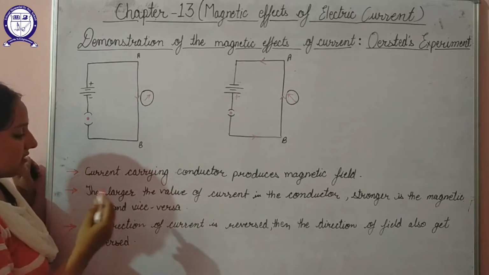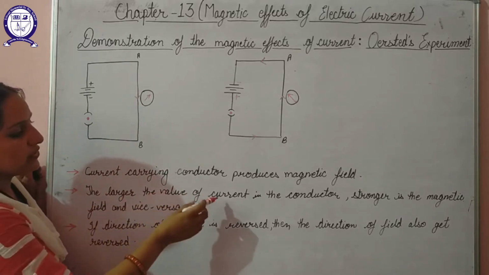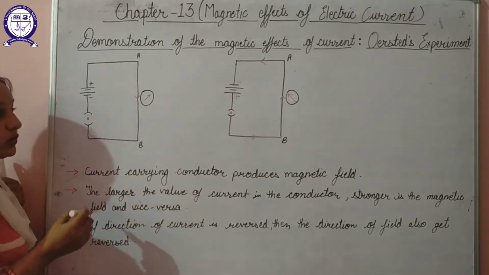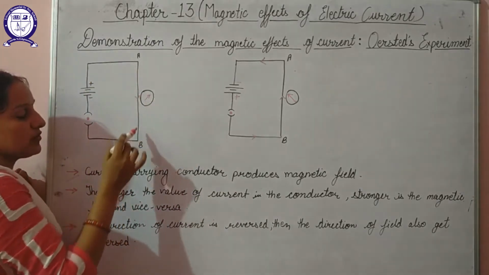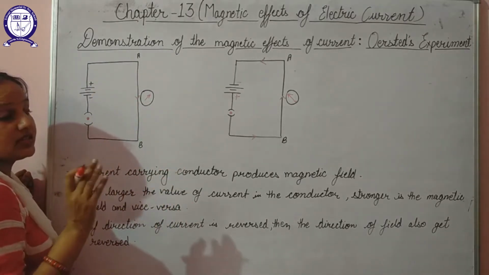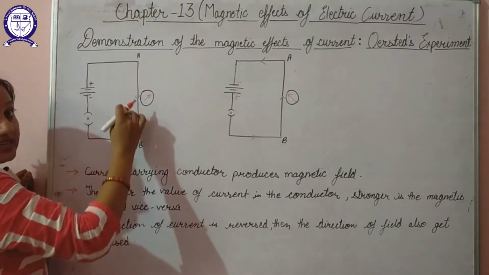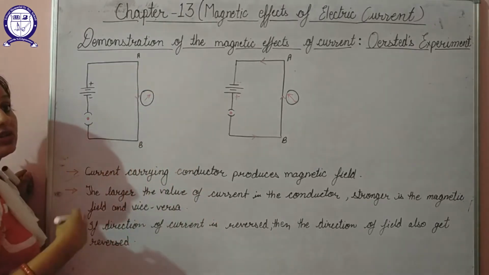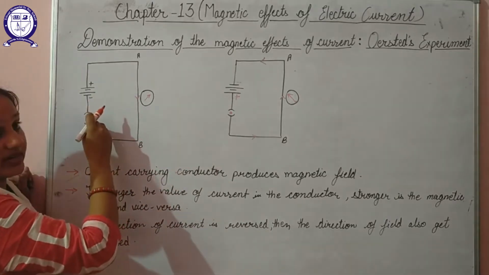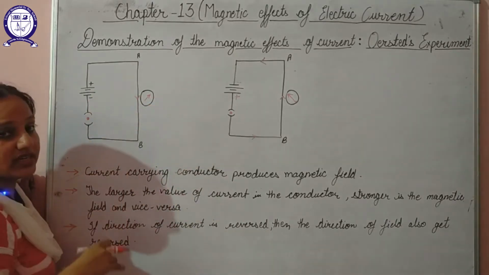Now the second point, he concluded that the larger the value of the current in the conductor, the stronger is the magnetic field, and vice versa. That means if the amount of current flowing through this conductor increases, then the field strength of the magnetic field generated around this conductor also gets increased. And when the strength of current decreases, then the field strength also gets decreased.